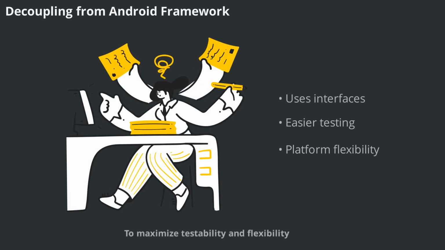To maximize testability and flexibility, your deep linking system should be decoupled from the Android framework as much as possible. This means using interfaces and abstractions for navigation, parsing, and validation. By doing so, you can test your logic independently and adapt to changes in the Android platform more easily. Decoupling also makes it easier to share code across different platforms or app variants.